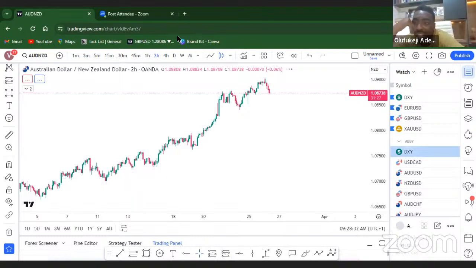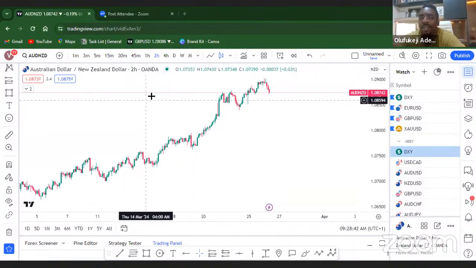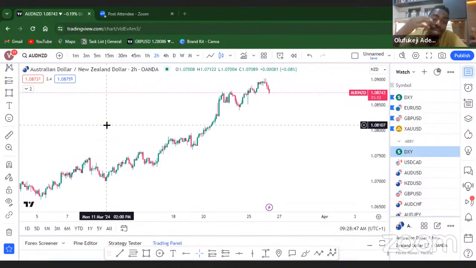Now, NZD is a risk currency pair. So if there is global risk on, NZD USD will follow the risk on. If there is global risk off, NZD USD will sell off. All right. So that's basically it.